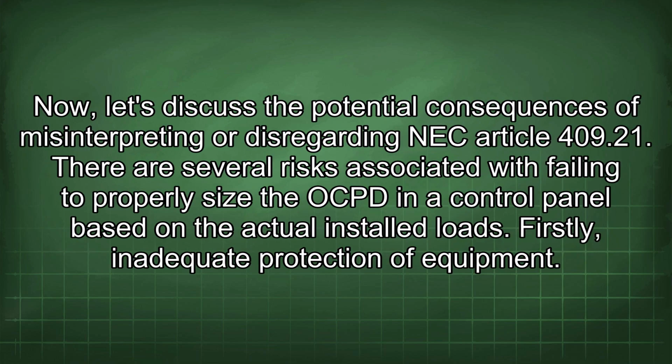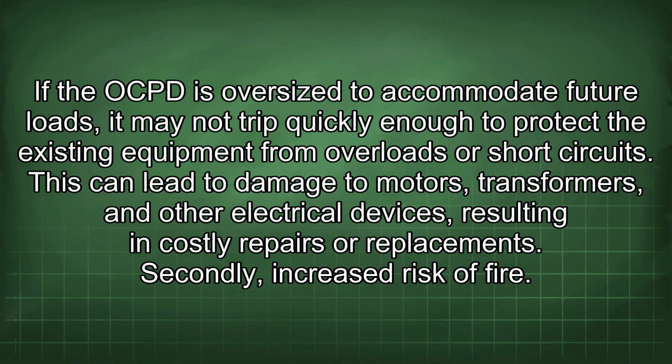Now let's discuss the potential consequences of misinterpreting or disregarding NEC Article 409.21. There are several risks associated with failing to properly size the OCP in a control panel based on the actual installed loads. Firstly, inadequate protection of equipment. If the OCP is oversized to accommodate future loads, it may not trip quickly enough to protect the existing equipment from overloads or short circuits. This can lead to damage to motors, transformers, and other electrical devices, resulting in costly repairs or replacements.